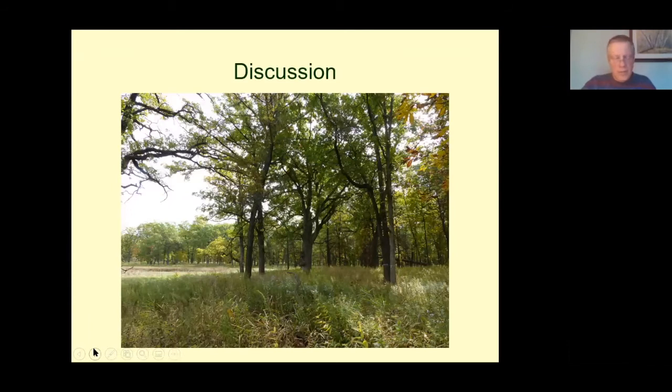So what does it all mean? As I noted previously, in 2005, the density of canopy trees is considerably high relative to most tree density characterizations of oak savanna.